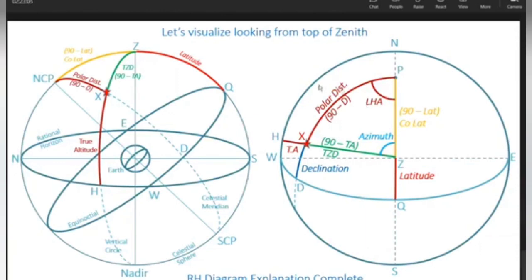And if you see now, the angle P of that triangle, which is made on the right side, will not be equal to LHA. LHA is always measured westwards. Whether the body is east of you or west of you does not affect the LHA. LHA will be measured westwards. It will be more than 180 in that case. And you see angle P in that case will not be equal to LHA. It will be equal to 360 minus LHA. Right, beta?